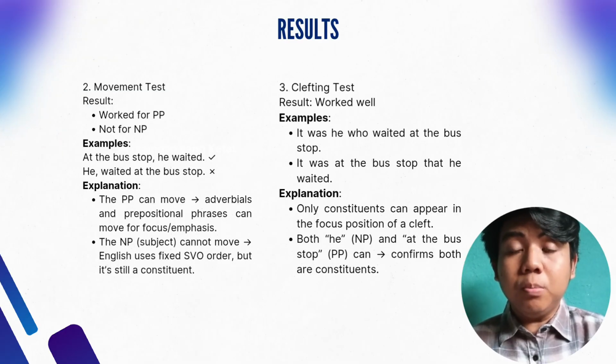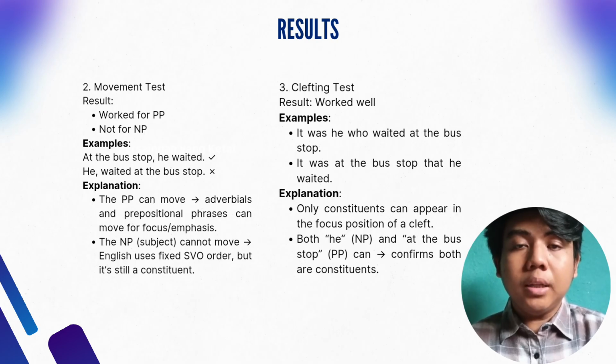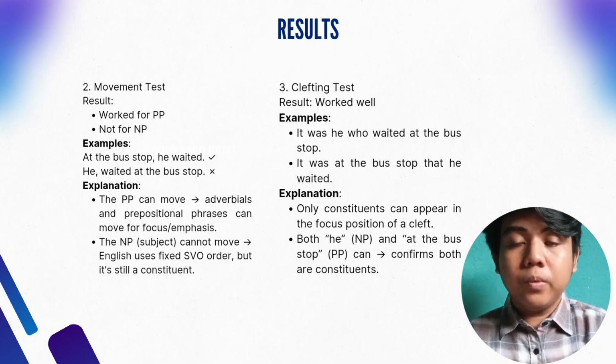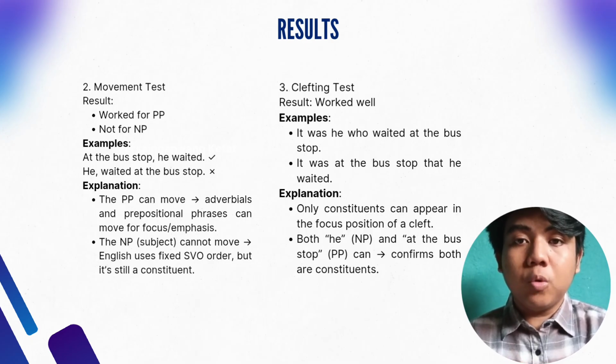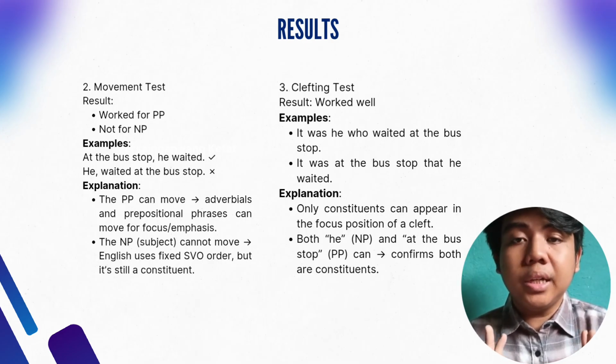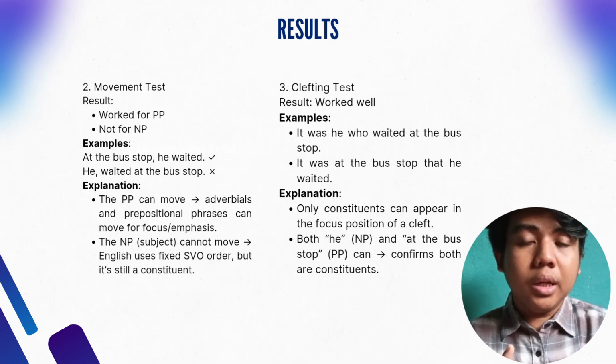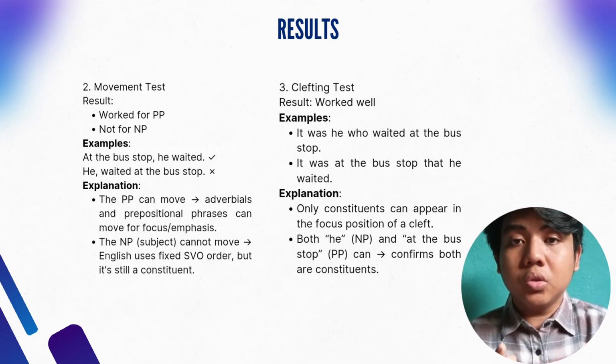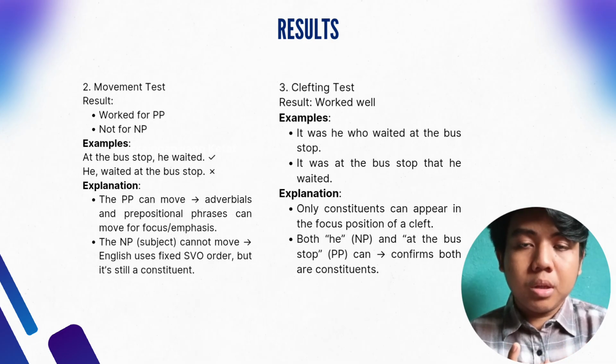Next, about the movement test. If we move at the bus stop to the front, "At the bus stop, he waited," it's still correct, so this phrase can move as a unit. However, we cannot move "he" to another position, like "Waited at the bus stop he." That sounds wrong. This doesn't mean he is not a constituent. It just shows English does not usually move the subject.